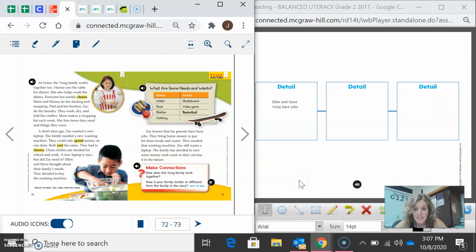Remember, key details are important pieces of information in a text, and they're found in the words and in the pictures. Okay, and then submit a picture below.